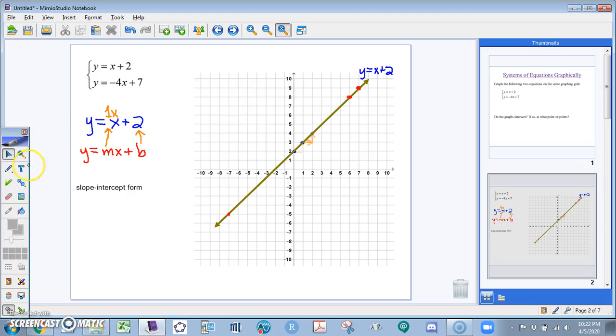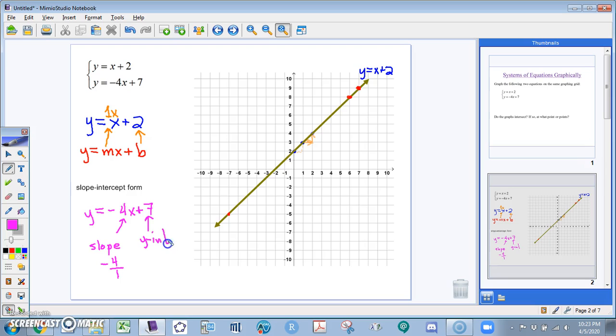And now we're going to take the second equation there and graph that one. We have y is equal to negative 4x plus 7. Again, right here we have a slope. The coefficient on x is the slope. I can think of that as negative 4 over 1, negative 4 divided by 1. So that tells me that the y is going to go down by 4 every time the x goes over by 1. And then of course right here we have our y-intercept.